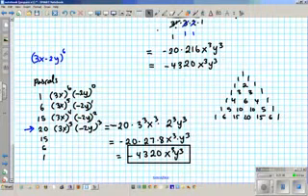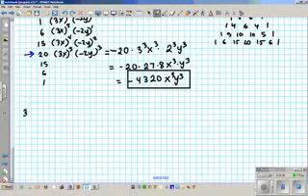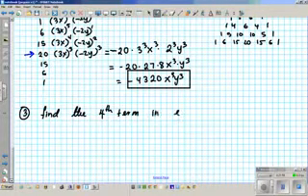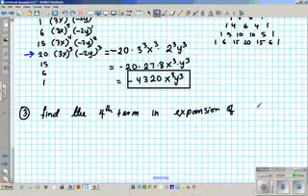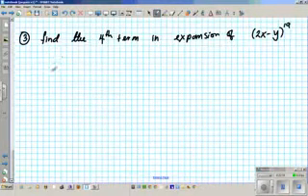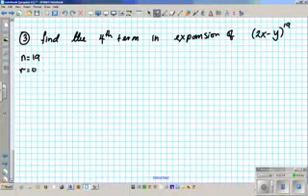So we're going to do number 3 now, the one I skipped before. Number 3 says, find the fourth term in the expansion of 2x minus y to the 19. Okay? So to do this one, we know that n is 19. R is going to go from 0 all the way to 19, okay? But we need the fourth term, so we're going to stop at 3.